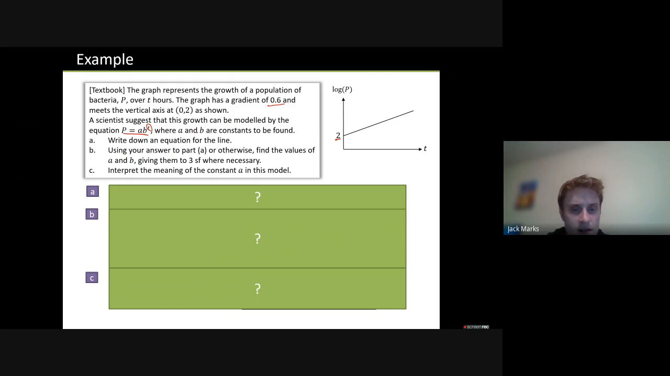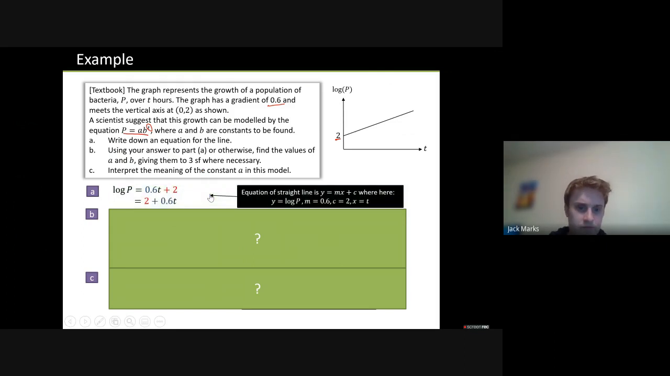So write down an equation for the line. Well, what are we going to do? We're going to take logs of both sides. So let's have a look at this one here. If I take logs of both sides, what am I going to get? I'm going to get log p equals log a. And remember, I'm kind of jumping ahead here. We separate them. We'll get log b to the power of t, but we'll pull the t down, so I'll get t log b.